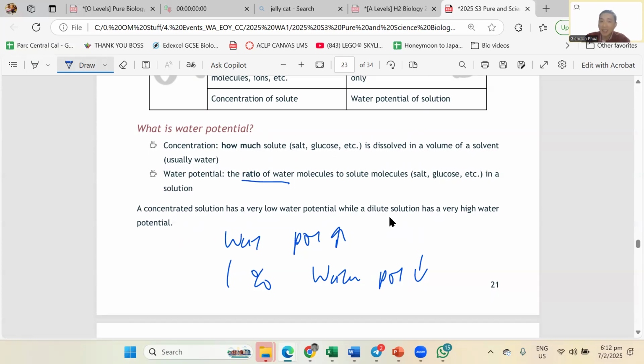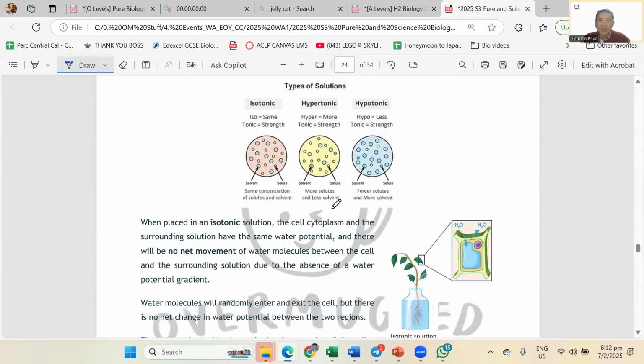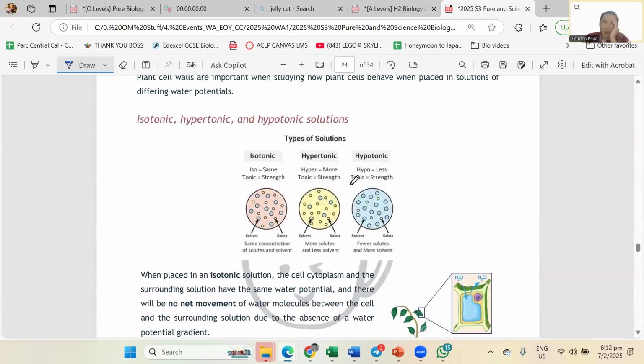So take note, anything that has a percentage as a concentration, yes, it is concentrated. It also means it has a lower water potential than distilled water. Now, this next part over here is the one where you all really have difficulty remembering, okay? So let me help you with it. Isotonic, this one, your 100 plus, H2O, all of these are isotonic.